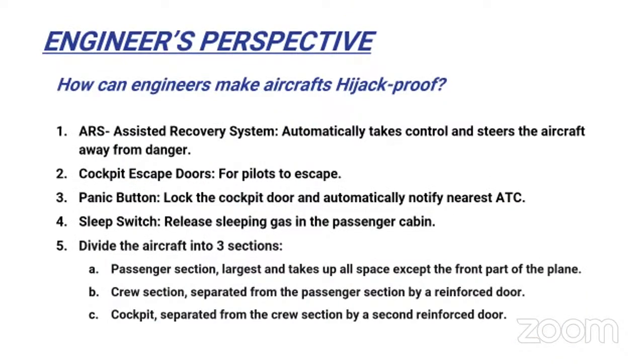So from an engineer's perspective, how can the aircraft be more hijack proof? Honeywell came up with the assisted recovery system, which detects danger and automatically takes away the control from the pilot. We can install secret cockpit escape doors, which are only known to the pilots. A panic button can be installed in the cockpit. When the pilot presses it, the door is automatically jammed and a threat notification will be sent to the nearest ATC.